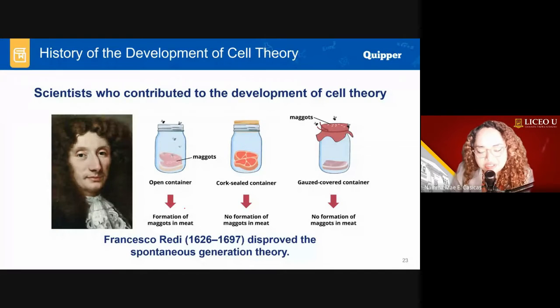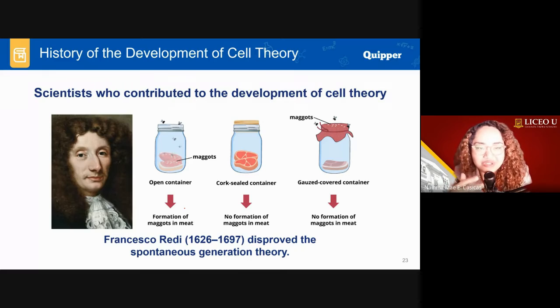And then years later, there was Francesco Redi. The concept of cells had been around for quite some time already, and there were debates. People around him at the time were asking questions, like why maggots always appear, and he wanted an answer.